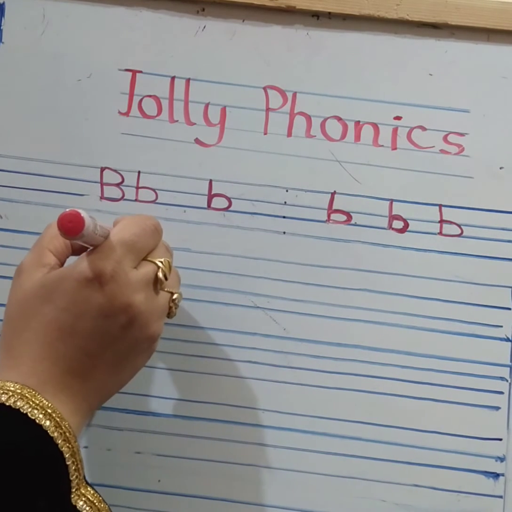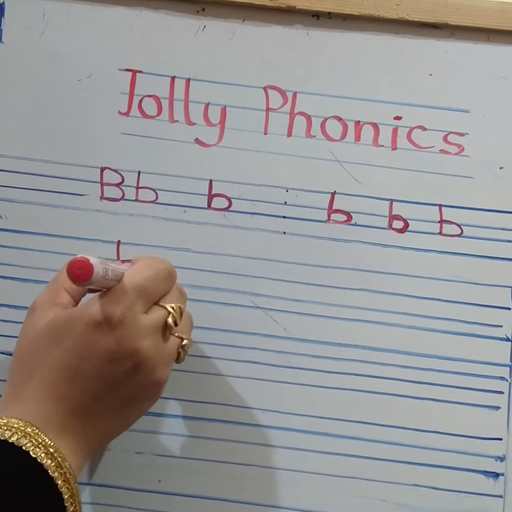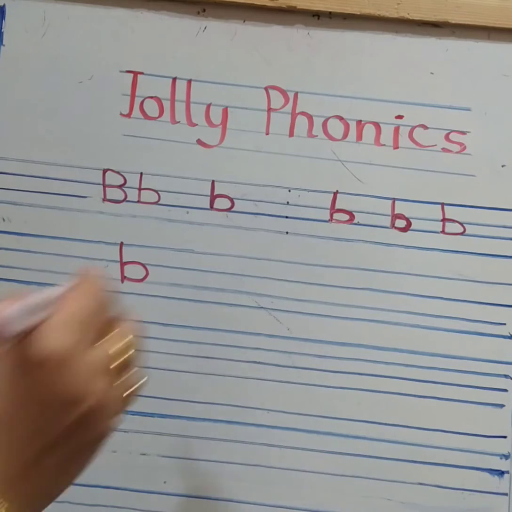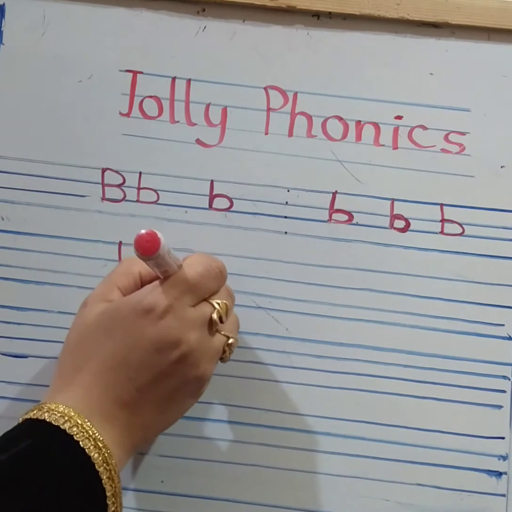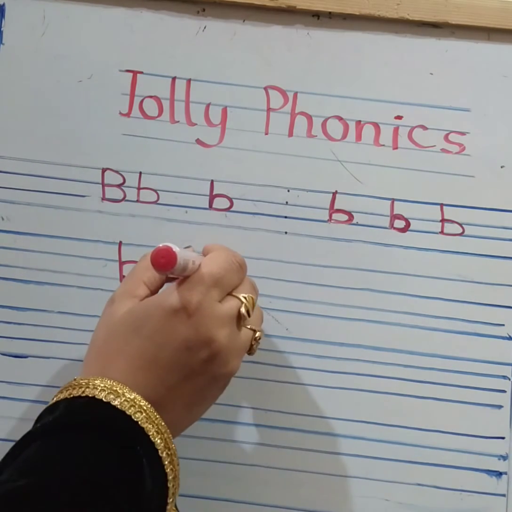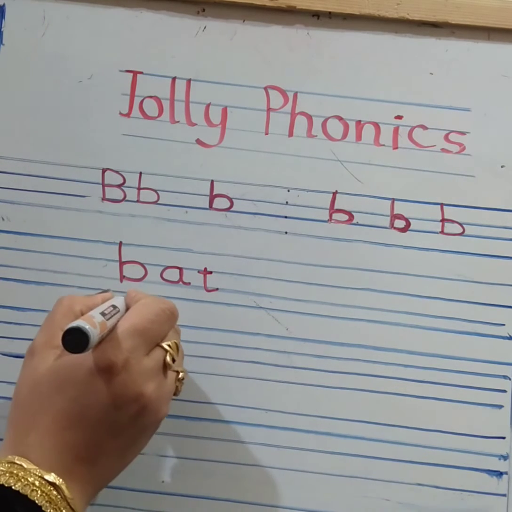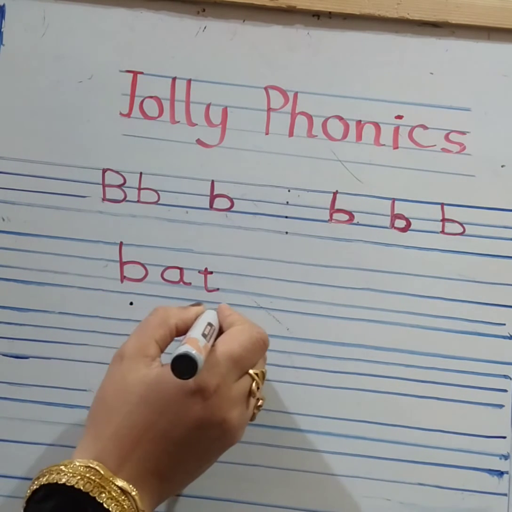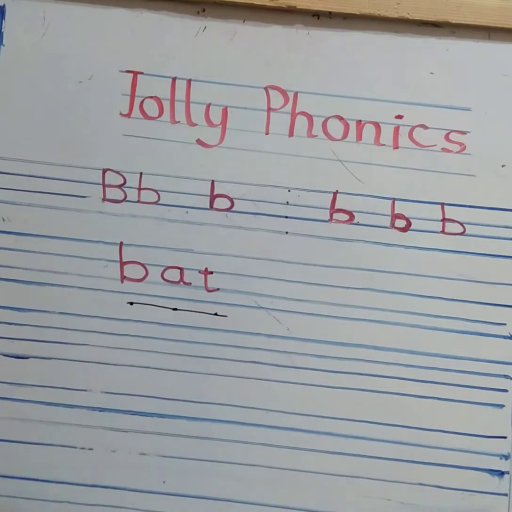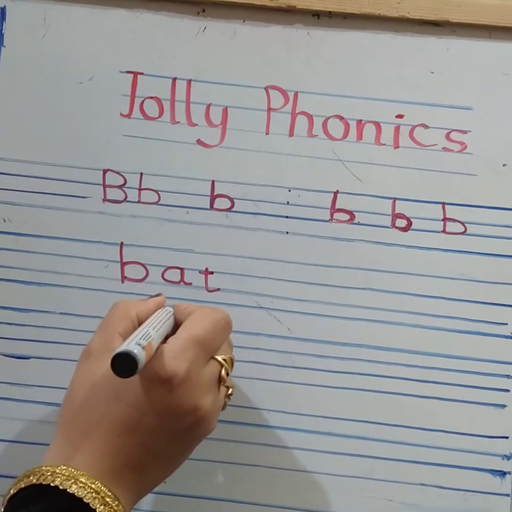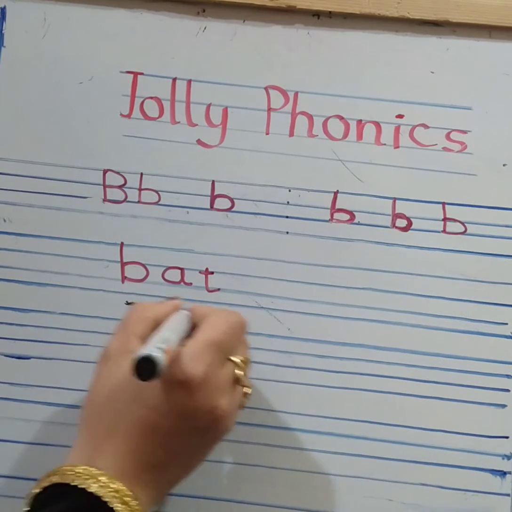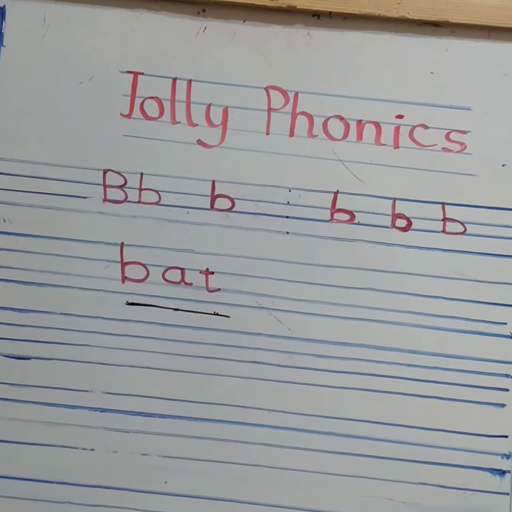Okay. The sound b. A. T. Can you read this word? Yes, you can read this word easily. B-A-T. Bat. B-A-T. Bat. Excellent. Another word.